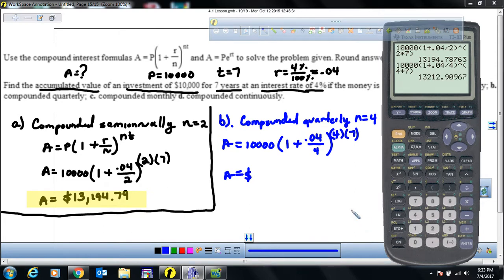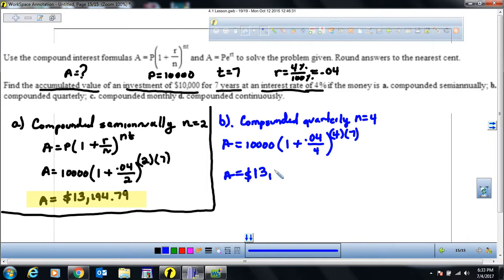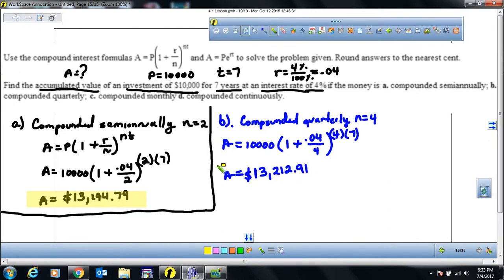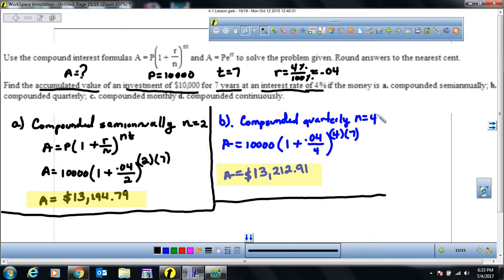And that means that after the 7 years, I'm going to accumulate $13,212 with 91 cents. This is how much I'm going to accumulate after the 7 years if the interest is compounded quarterly. And you see, of course, calculating the interest more times with the same interest rate is going to yield a higher amount in return.